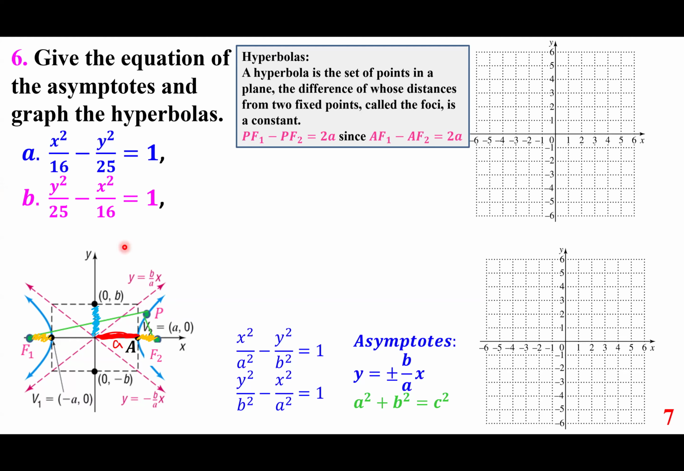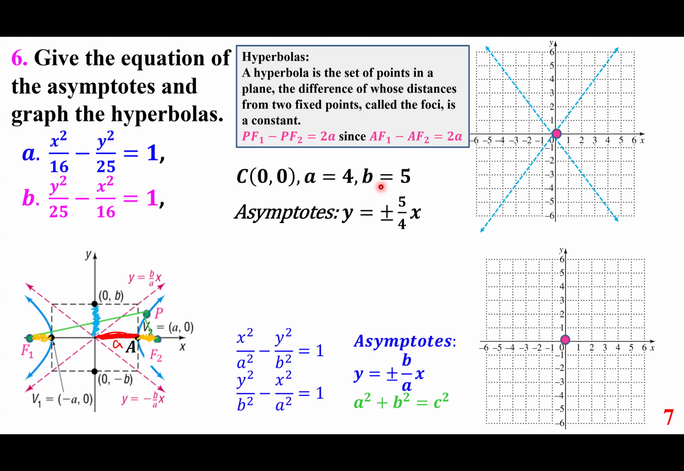So when we look at both of them, first and foremost, we notice that the center in both cases is at (0, 0). a is 4, b is 5. So in both cases, this doesn't change. So here's the center for both cases. The asymptotes, y equals plus or minus b over a times x, are the same for both of them. So you just graph them.